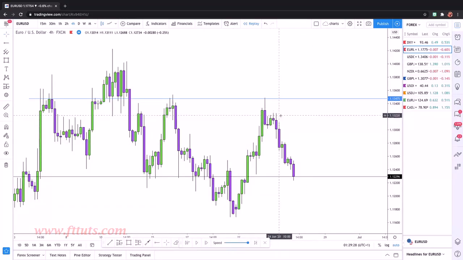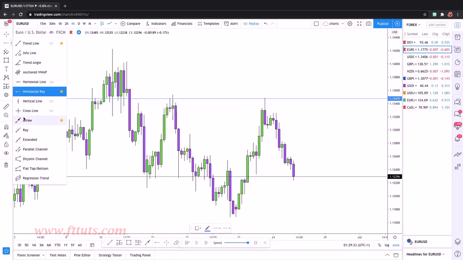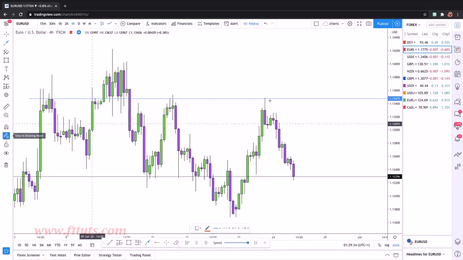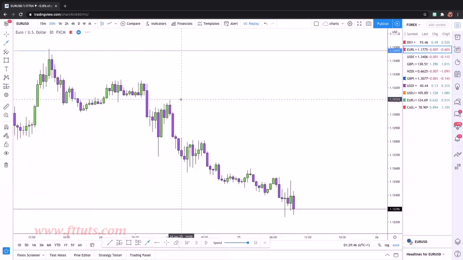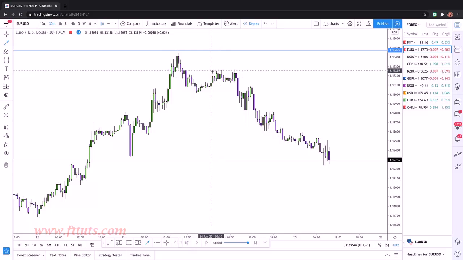Right here we can see that we are not coming up to test the highs. If we were coming up to test the highs again, it would look something like this and then drop. In this case, there's no bullish momentum. It just starts exhausting here. And again, we can see that on the 30-minute time frame, right here.